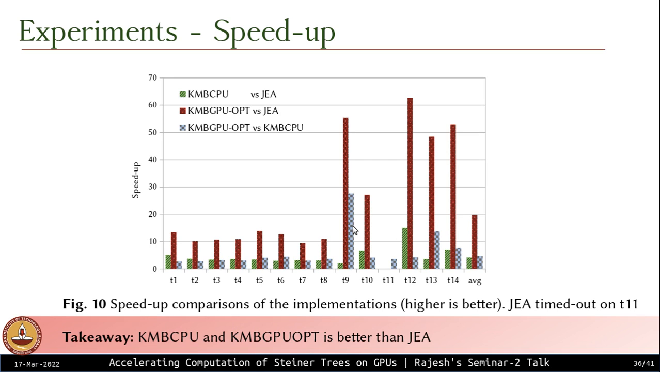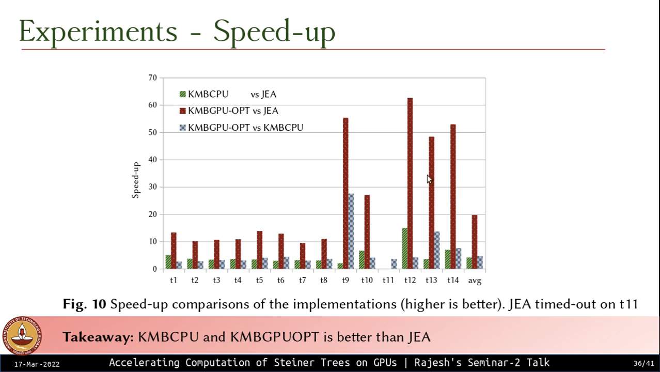To get a glimpse of our running time, we plot the speedup of our CPU implementation over the JEA implementation, and also of our GPU implementation over JEA, for all the 14 instances on the x-axis, with the speedup along the y-axis. We also plot the GPU implementation with respect to our CPU implementation, because currently the best CPU implementation is the one that we have for KMB, right?